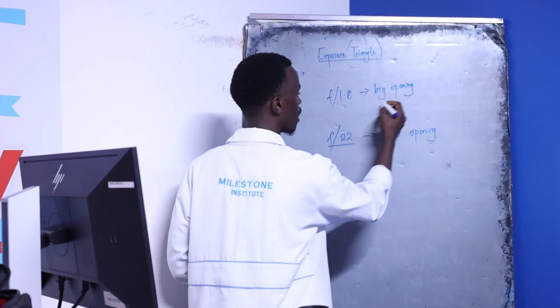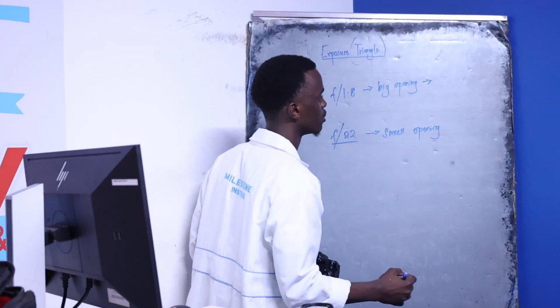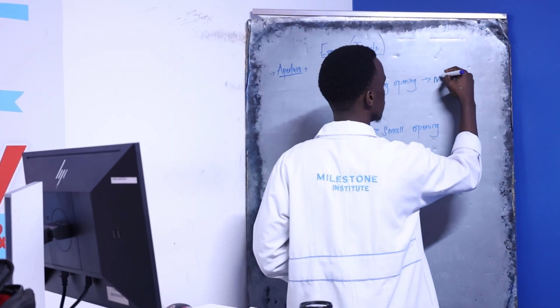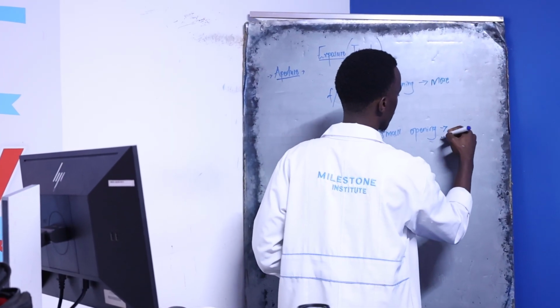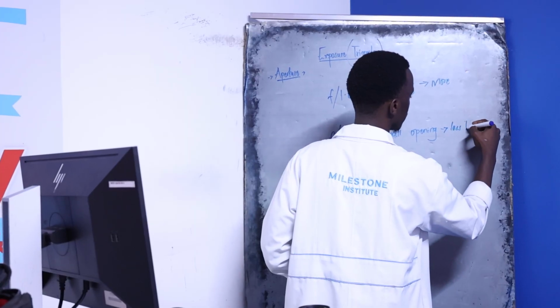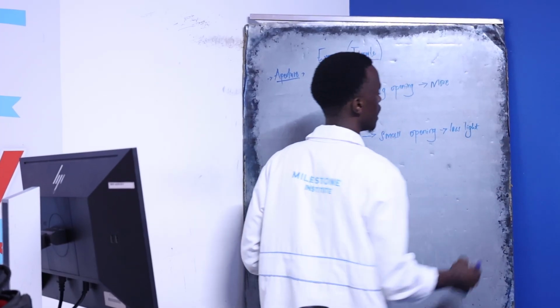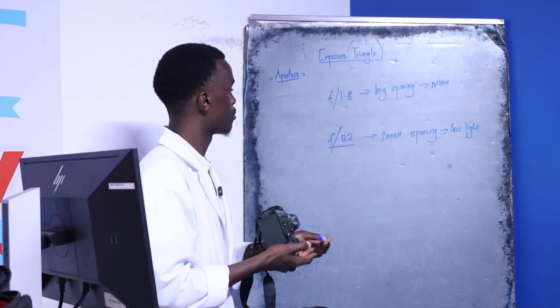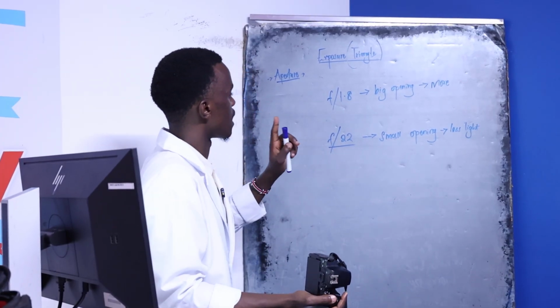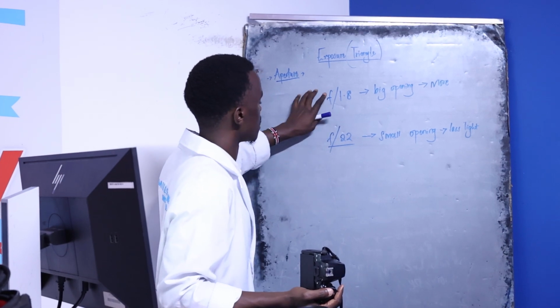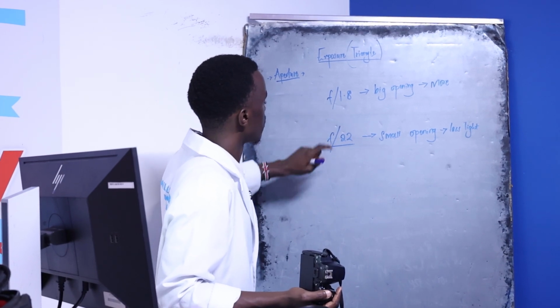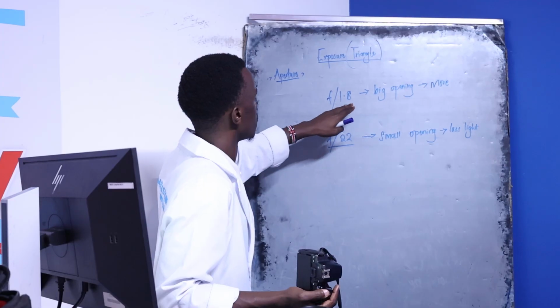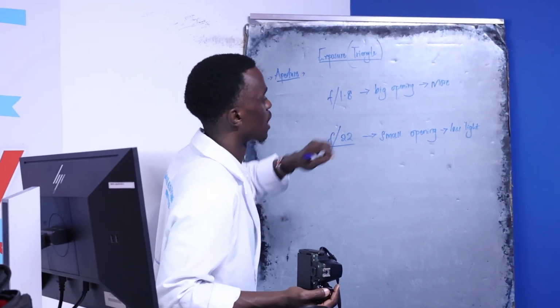So when you have f1.8, there is more light getting in. And here, we have less light getting in. That is as simple as aperture is concerned, and you have to master it. It is measured in f numbers, and they go contrarily. The bigger the opening, the smaller the number.